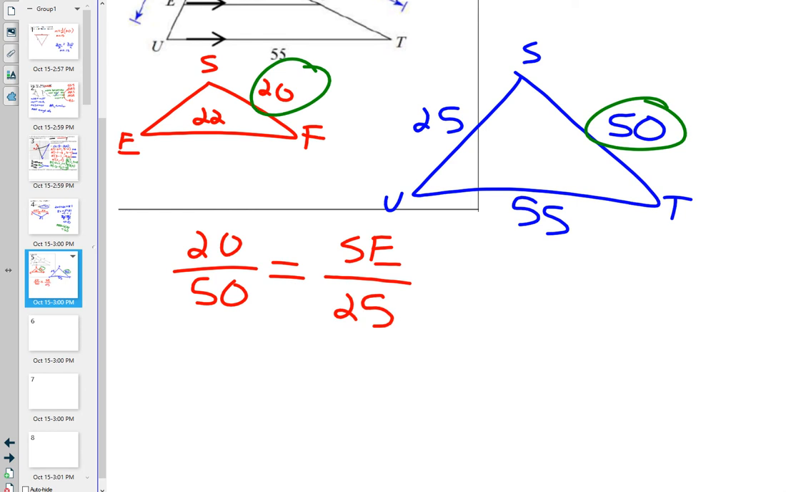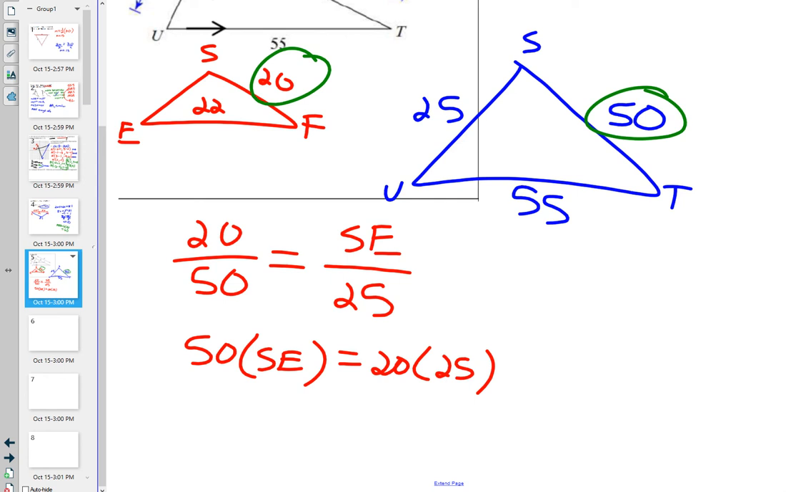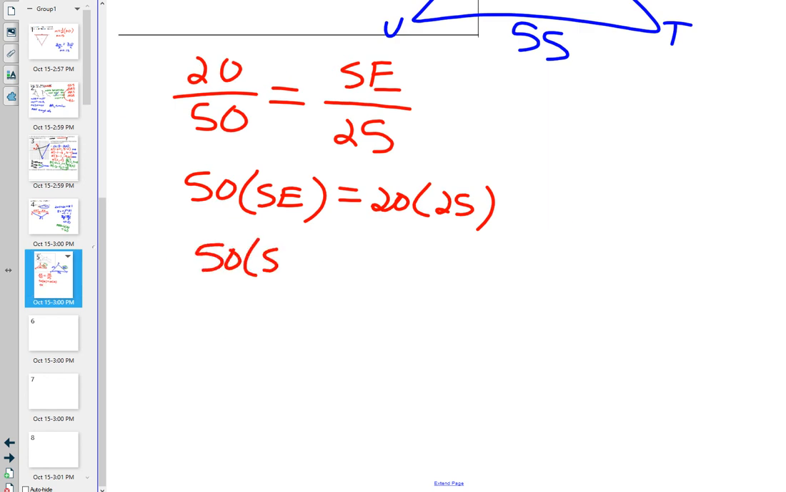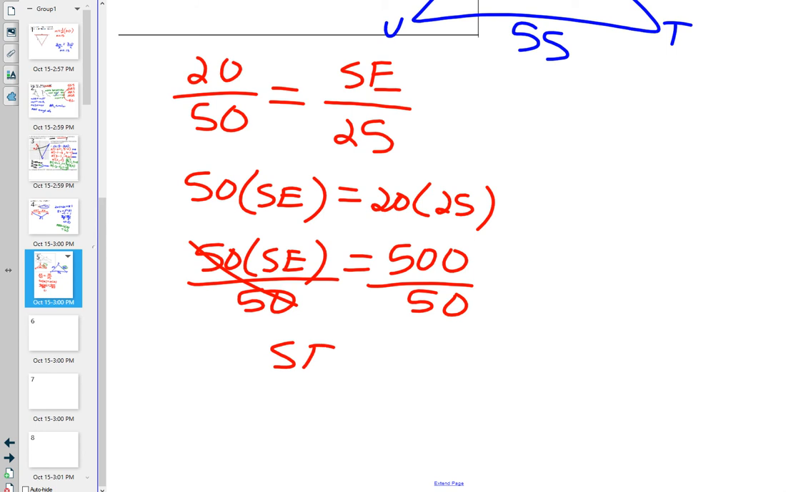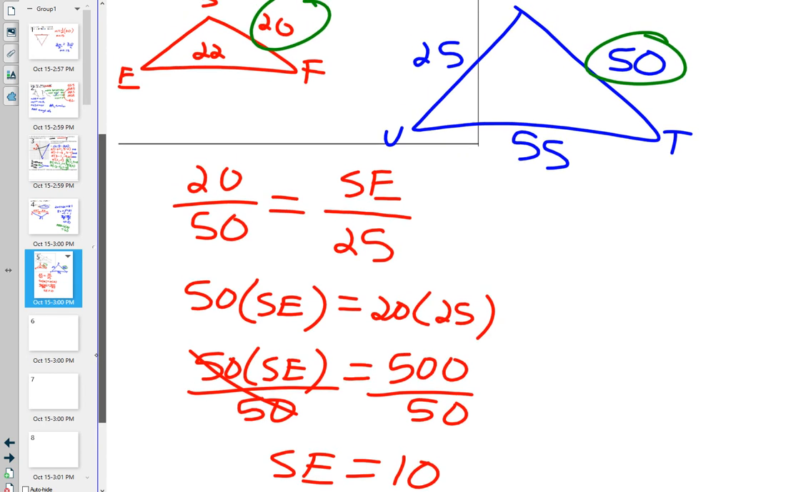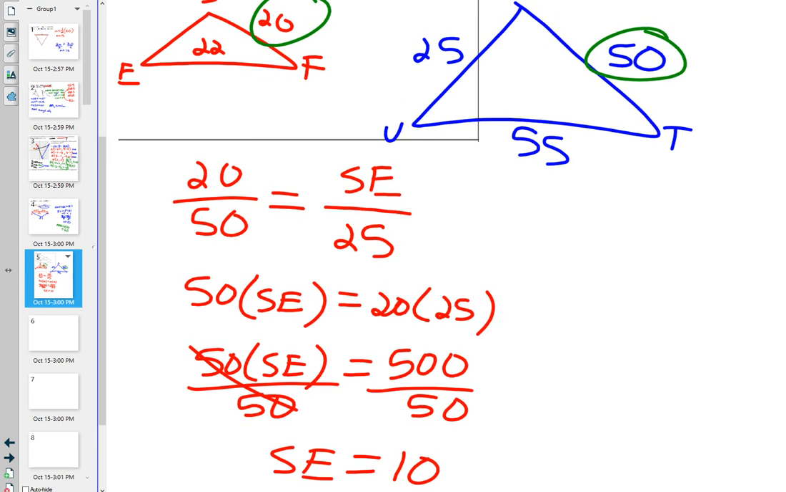Once you have it written, then you should know how to solve a proportion, either from last year, Algebra 1. How do you solve a proportion? Cross multiply. Cross multiply, good. So 50 times SE is equal to 20 times 25. 50 times SE is equal to 500. Divide by 50. SE is equal to 10. So I would advise you there when you have overlapping triangles to separate them, draw them separately.